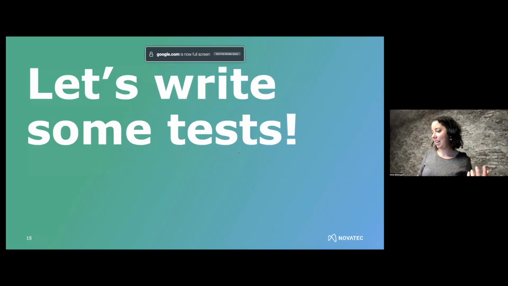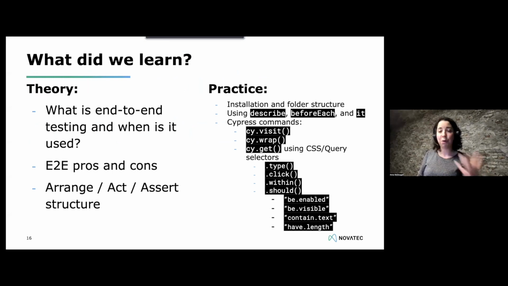And we can cover what we've learned. So we looked a little bit at theory. What is end-to-end testing? When is it used? What are some pros and cons of using it? What is the arrange, act, assert structure that you can use to create a test? And then we got a chance to practice it. We did the installation and folder structure. Admittedly, I didn't practice that in front of you, but as I said, just open the terminal inside your project folder and you're good. Using describe, before each, and it to set up our tests.